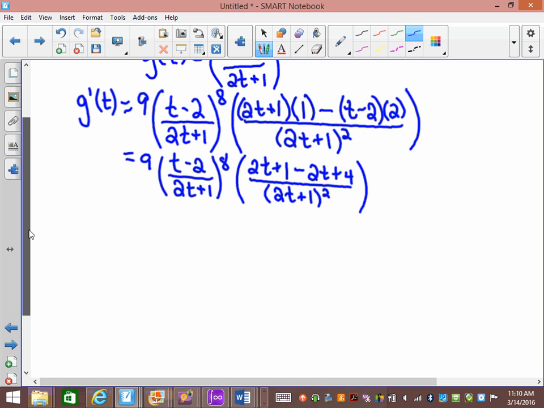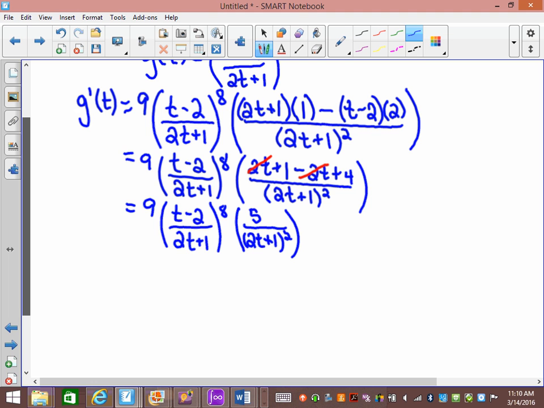The 2t and the negative 2t cancel. So it equals 9 times (t minus 2)(2t plus 1) to the 8 times 5 over (2t plus 1) squared.